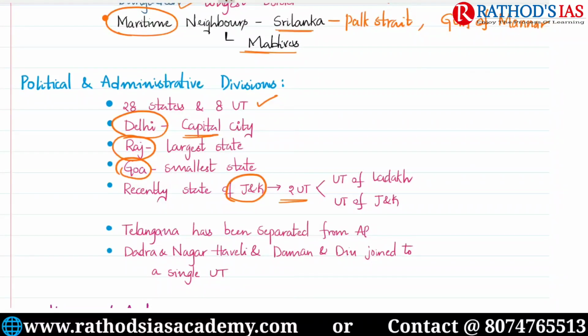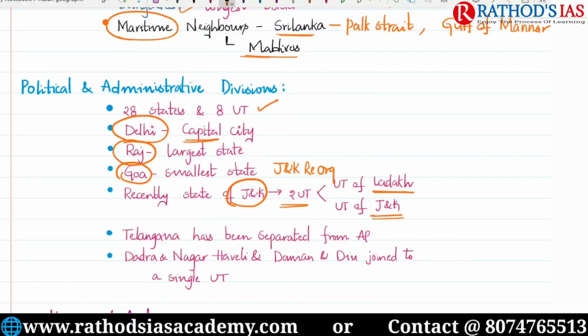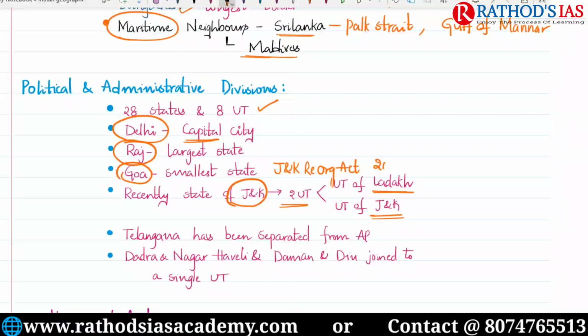And now let us see the recent administrative and political divisions that happened in our country. Recently the state of Jammu and Kashmir was divided into 2 union territories. If we are talking about those 2 union territories, first one is the Union Territory of Ladakh and next one is the Union Territory of Jammu and Kashmir. Through the Jammu and Kashmir Reorganization Act of 2019, the state of Jammu and Kashmir was divided into 2 union territories.